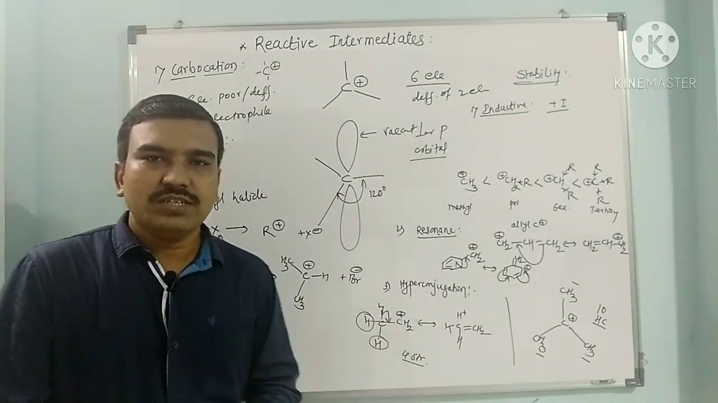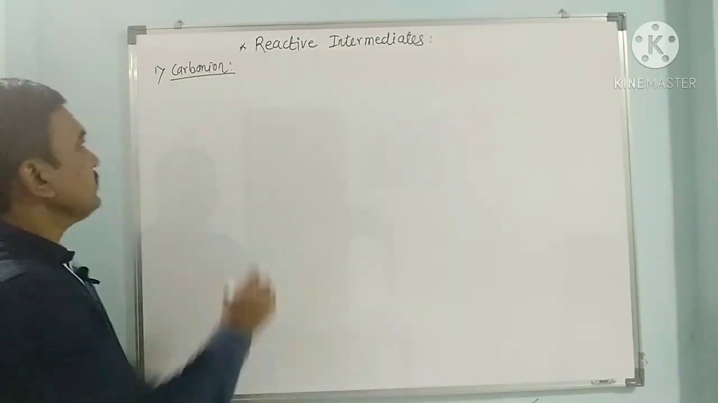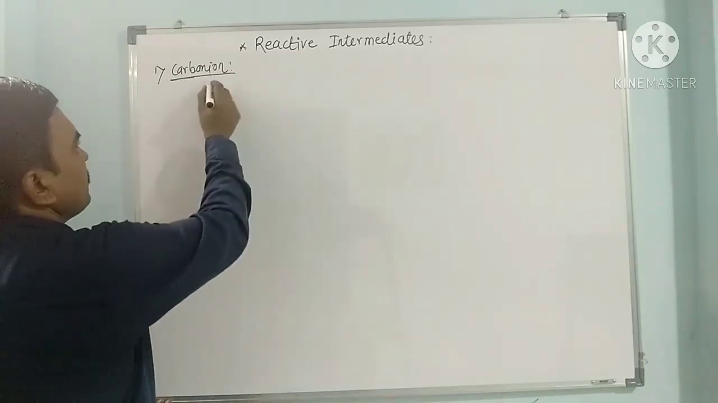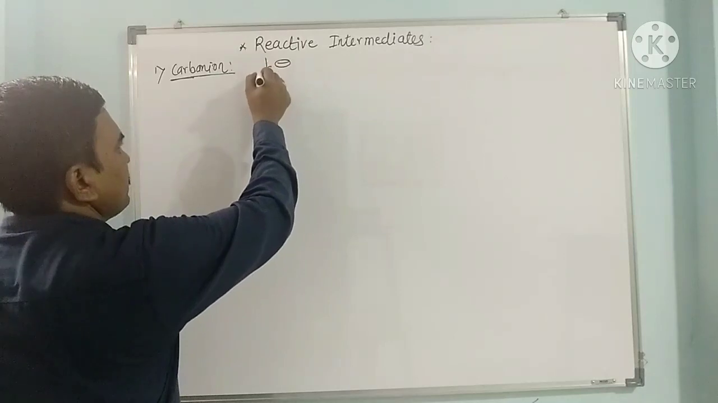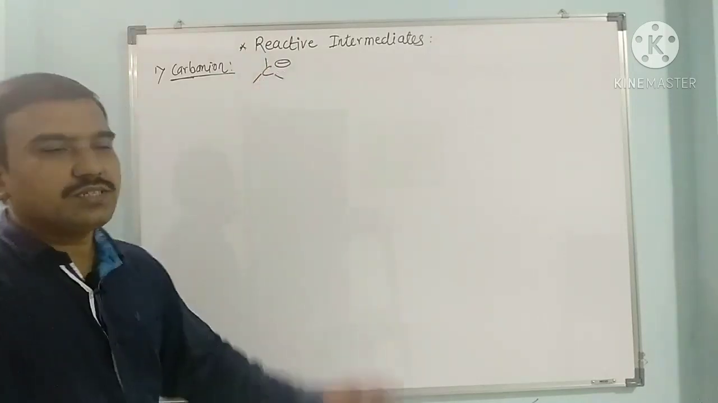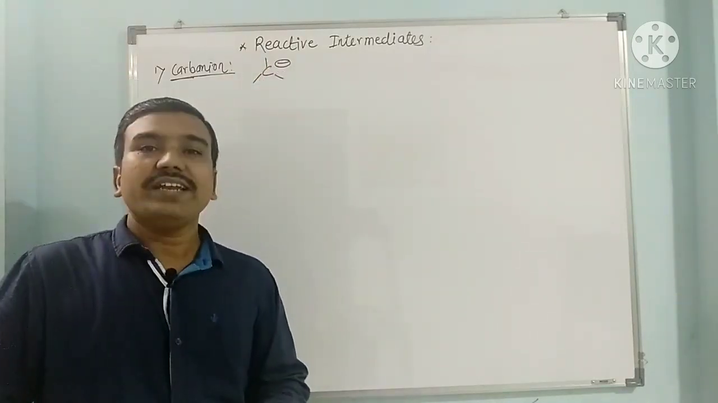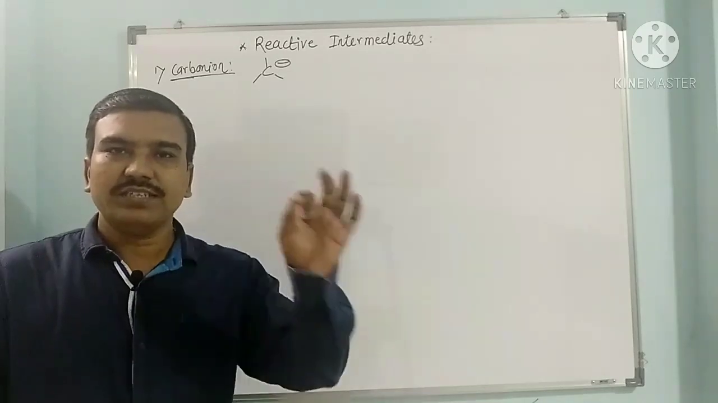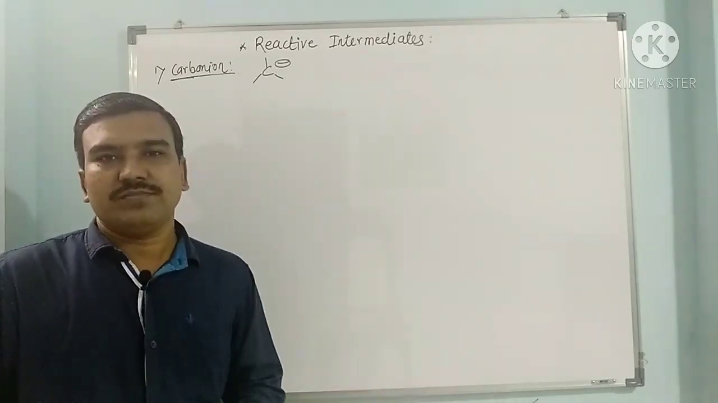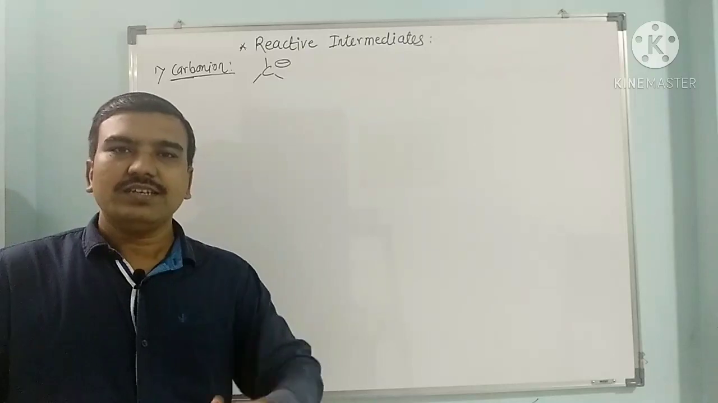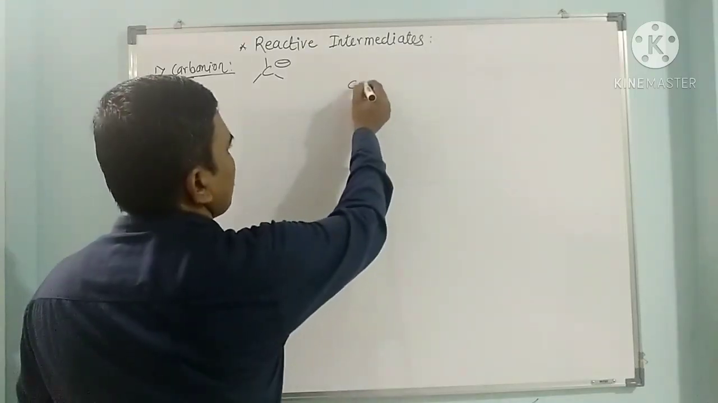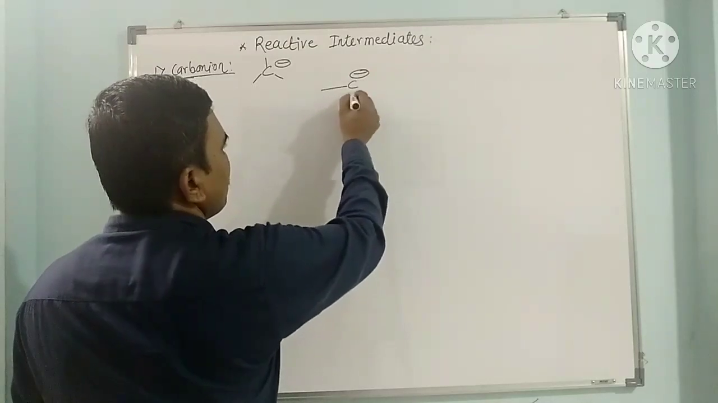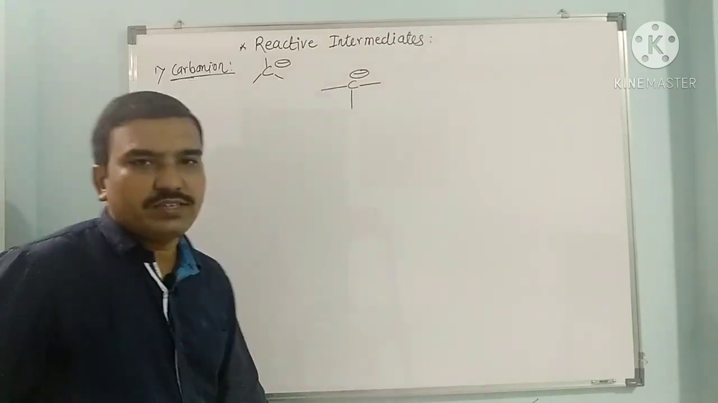The next intermediate we have to see is carbanion. Carb means carbon, and here there is an anion. So the carbon has an anionic, that is negative, charge. This carbanion is a trivalent carbon intermediate having a negative charge on carbon. So here this carbon has a negative charge, and 1, 2 and 3 bonds are there.